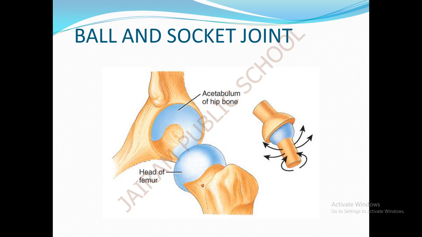The first is the ball and socket joint. This is the ball-shaped structure of one bone and this is the cup-shaped socket of the other bone. The ball-shaped end of the bone is fixed to the cup-shaped end of the other bone. So this helps in the maximum rotation of the hand. This is our hand bone and this is our shoulder bone. So this helps in the maximum rotation.